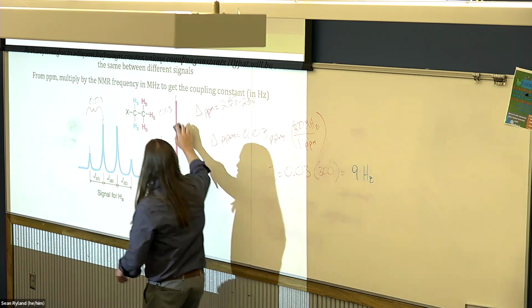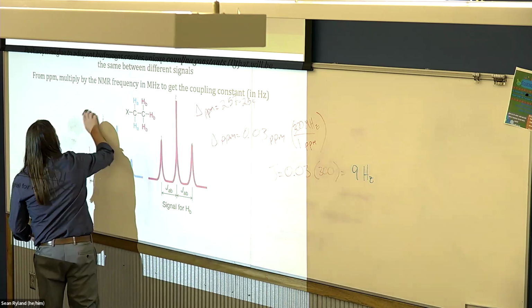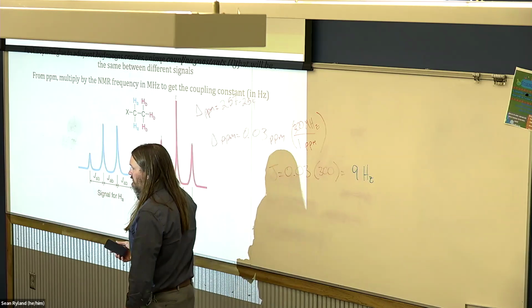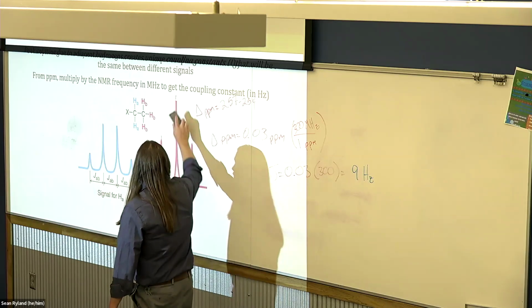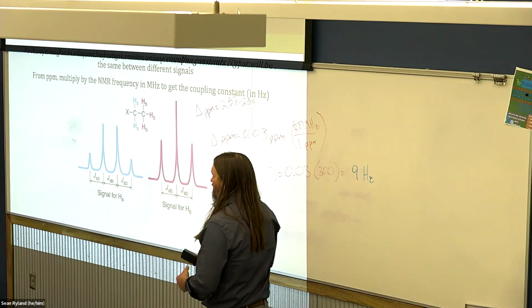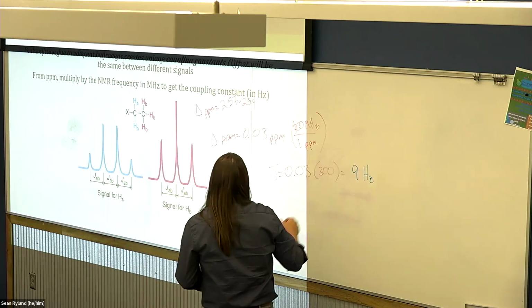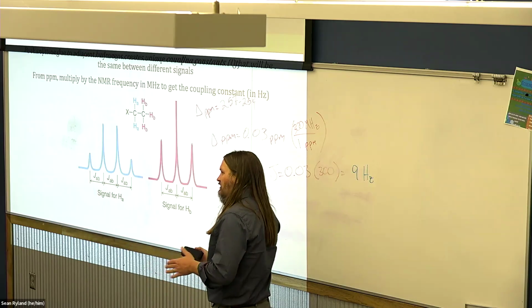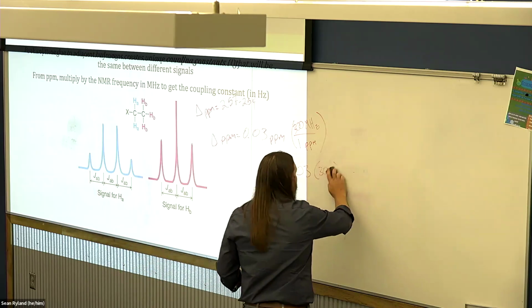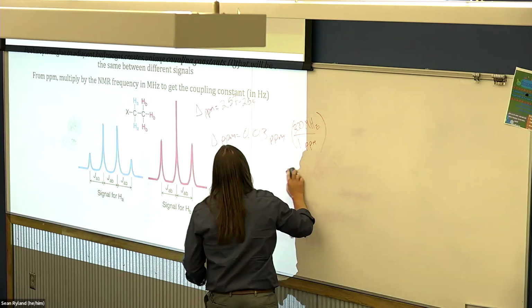And where did you get the 9 hertz number from? Just because I happen to know it's a relatively common number for proton NMR. Generally, your J value, once you're in hertz, is going to be somewhere between about 2 and 20.